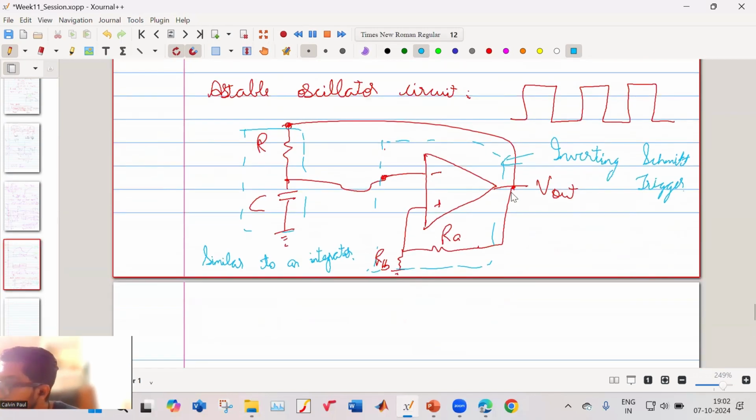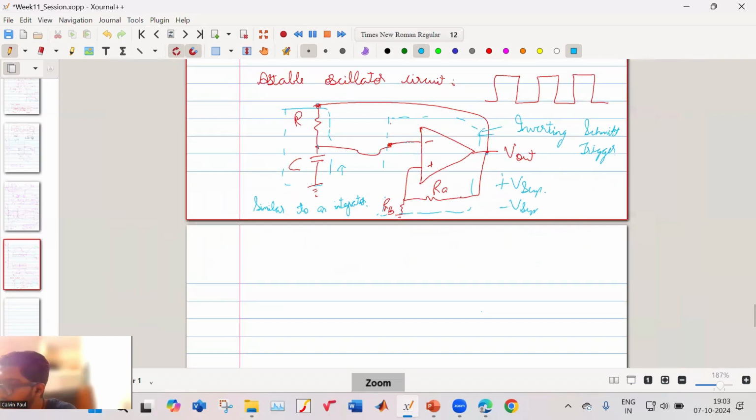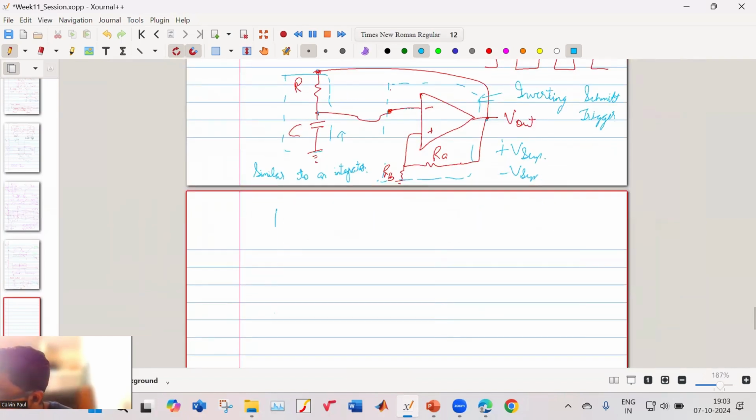Now what happens is, if this V output is, let us say, plus V supply, then what will happen over here? Your capacitor voltage will start rising. It will reach the upper trigger point, and then the output will become minus V supply. Then when minus V supply happens, your capacitor voltage will reduce. Then it will reach a lower trigger point and again will come. So let me draw the waveform, because I think waveforms are the best way for you to understand it.